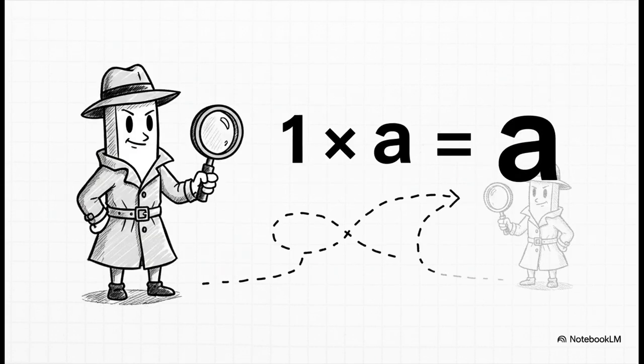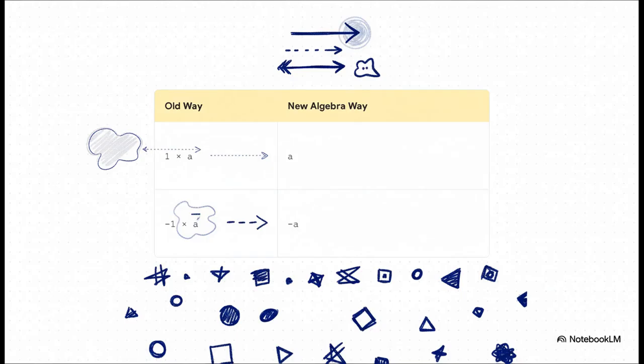All right, you're going to love this one. The number 1 is kind of like a secret agent in algebra. When you multiply a letter by 1, the 1 just goes invisible. So 1 times A just becomes A. We all know the 1 is there doing its job, but we don't have to write it. The same thing goes for negative 1. Instead of writing negative 1 times A, we can just write negative A. It's just another one of those rules to keep things looking tidy.